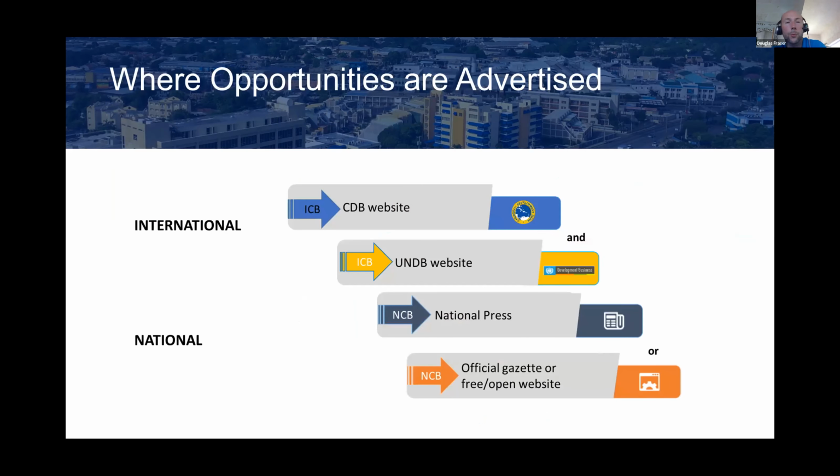And where will you find these opportunities advertised? As I mentioned, you'll find them all on our website, which you can filter by country and by sector. You'll also find them on the UN Development Business site. And they also have to be advertised in the national press. For opportunities that fall below the threshold for international advertising, you will only find them in the national press or an official gazette or free or open website used by the country in question.